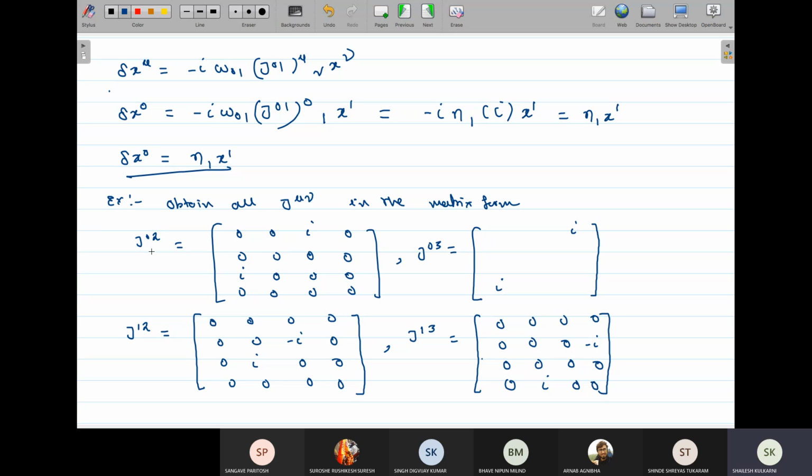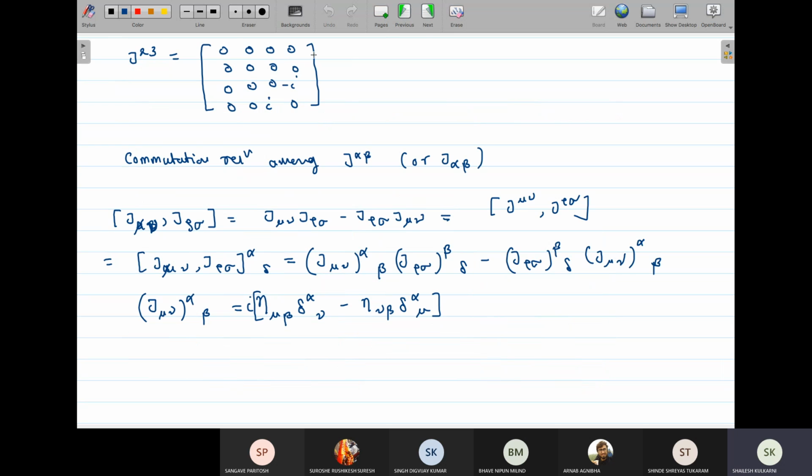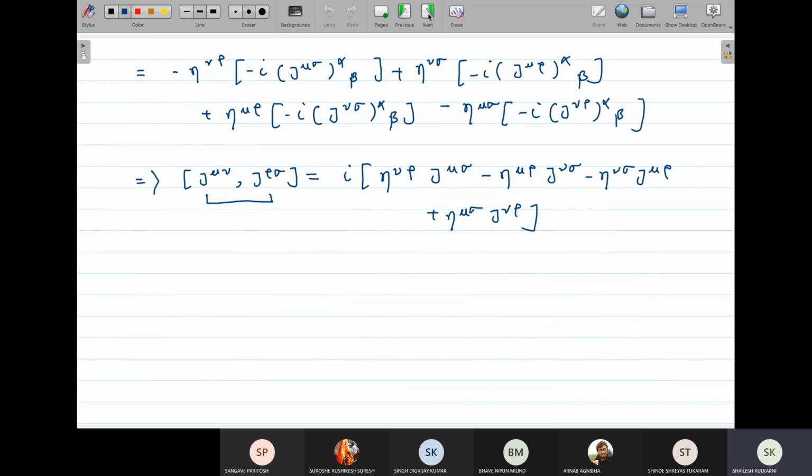Similarly, this will be a boost along the X2 direction, the generator of boost along X2. This will be a boost along the X3 direction, and so on. This will be concluded as rotation about the z-axis. This will be rotation about the y-axis, and this will be rotation about the x-axis.